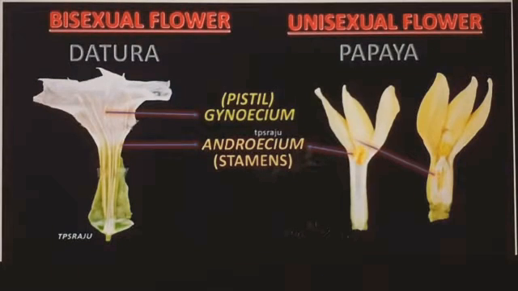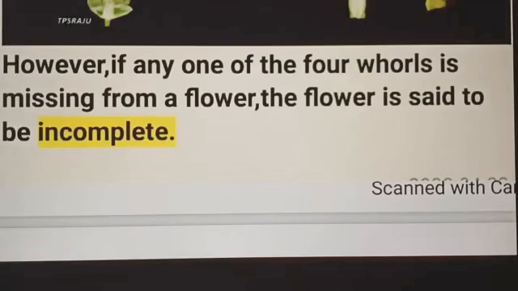Whereas in a unisexual flower like papaya, you can see that two flowers are present. One is the staminate one, another one is the pistillate one. So one consists only of the female reproductive part and another one consists only of the male reproductive part. They are not like the bisexual flower, as they contain only one reproductive part. That's why they are known as unisexual flowers.